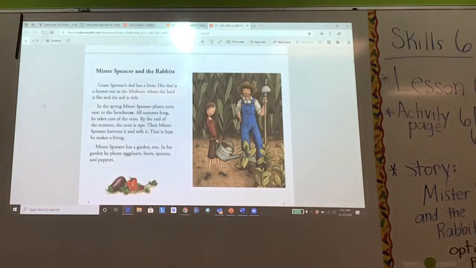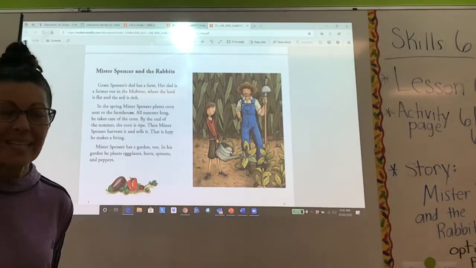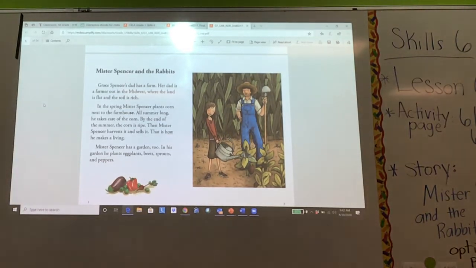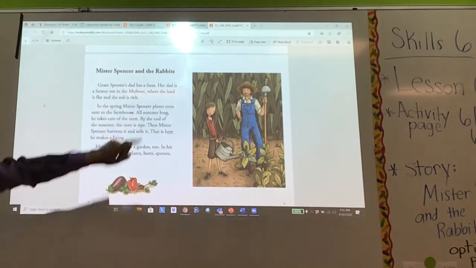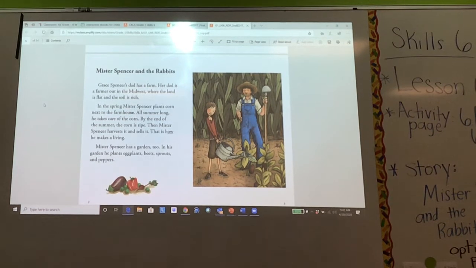And here is our story. Yay! Mr. Spencer and the Rabbits. I hear a lot of I do. And since I'm reading out loud to the iPad, Mrs. Singh, I may go nice and slow because those S's are tongue twisters sometimes. All right. Grace Spencer's dad has a farm.